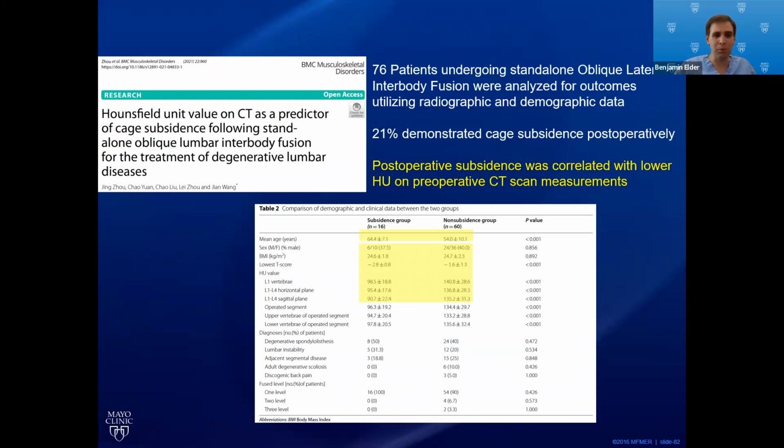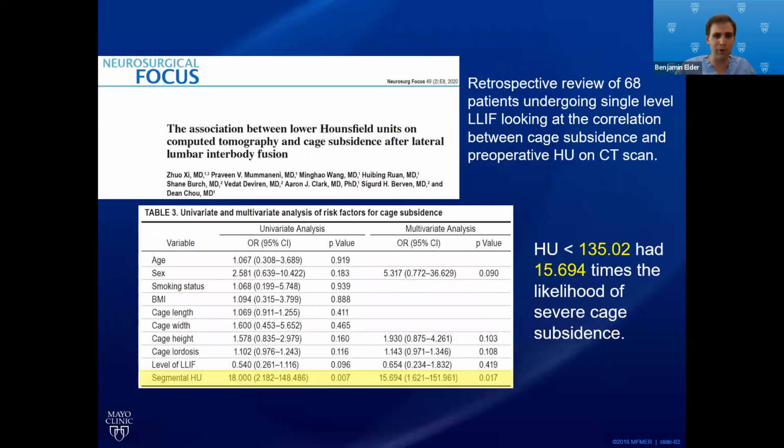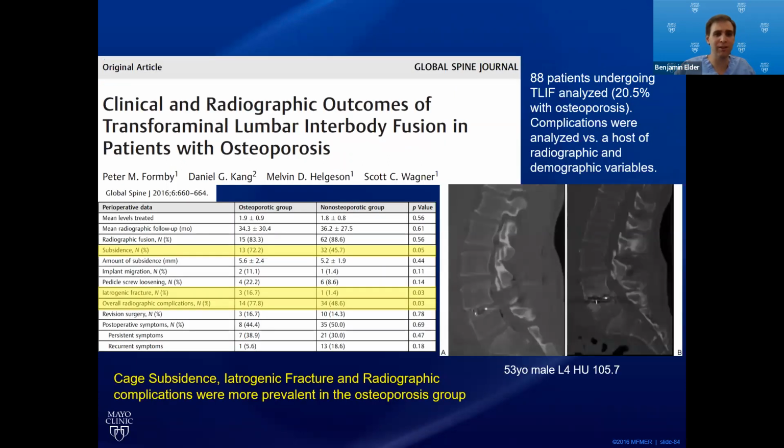And this is looking at oblique lumbar interbody fusions, and again, showing that Hounsfield units were a good predictor of this, with those with subsidence having Hounsfield units less than 100 versus about 130 to 140. This is a manuscript looking at laterals out of UCSF, and they found that Hounsfield less than 135 had almost 16 times the likelihood of severe cage subsidence.